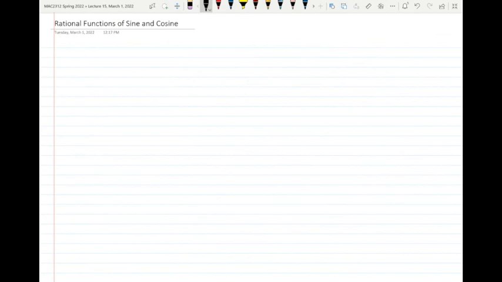So when I was tutoring, I learned this substitution. The professor used to call it universal substitution, because basically anything that has sines and cosines, you could use this substitution to transform your integral, and then you solve it.